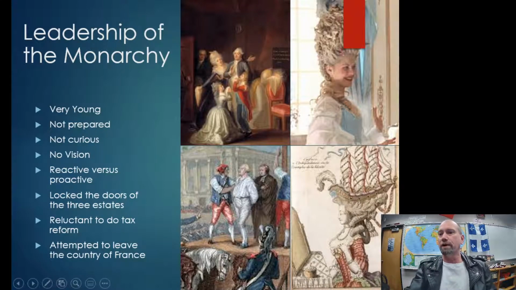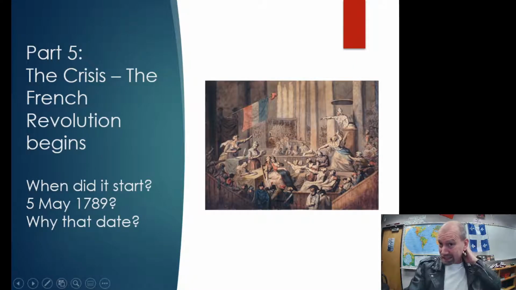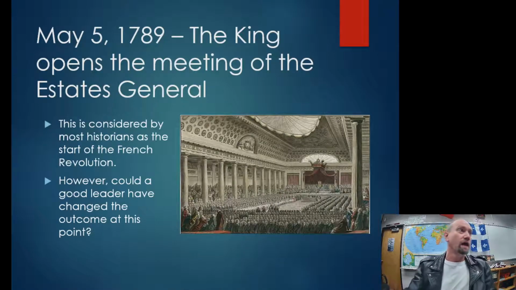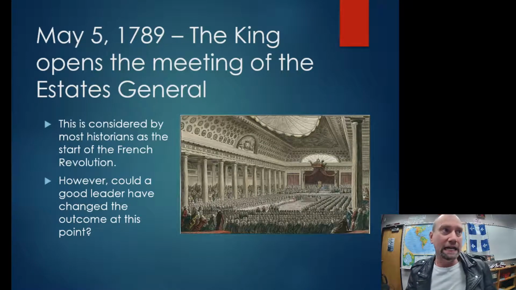Here we go to part 5. Okay, the crisis. The French Revolution begins. When did it start? 5th of May, 1789. Why that date? Why not earlier? Why not later? Well, it's all debate, but they just picked that date. Okay, moving on. May 5th, 1789.